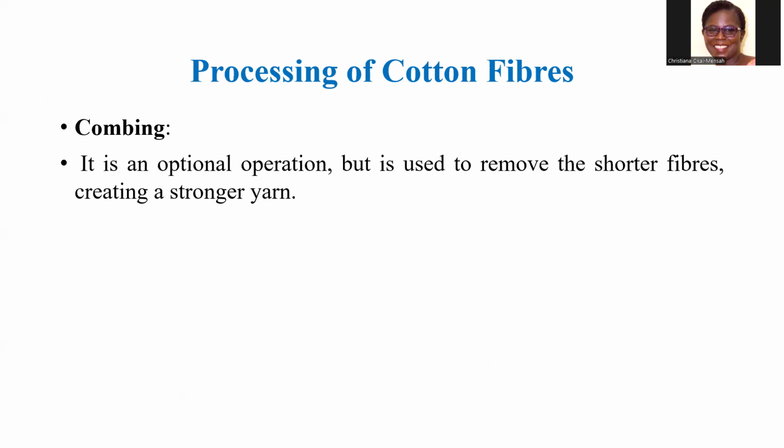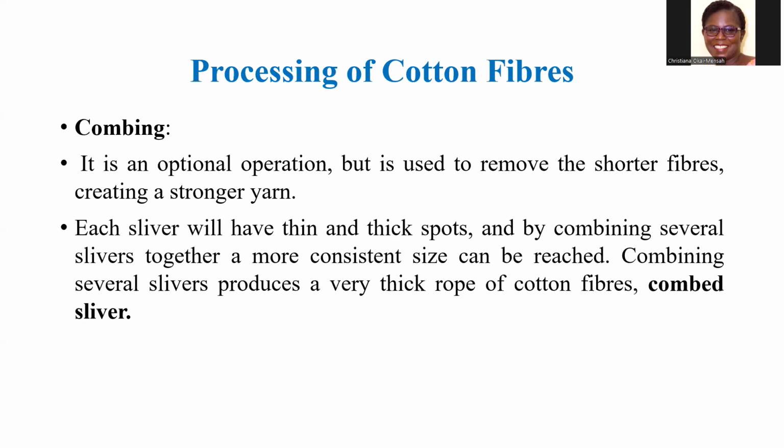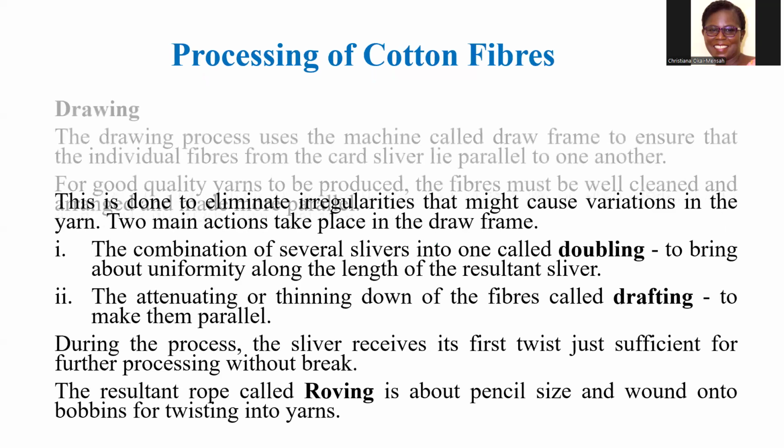Okay. So this is the combing. It is an optional operation, but it is used to remove the short fibers, creating a stronger yarn. And that will give you a very fine surface fabric when you use just the combed slivers to produce the yarns. Each sliver will have thin and thick spots, and by combing several slivers together, a more consistent size can be reached. Combing several slivers produces a very thick rope of cotton fibers, and that is the combed sliver. The resultant fiber is called combed sliver.